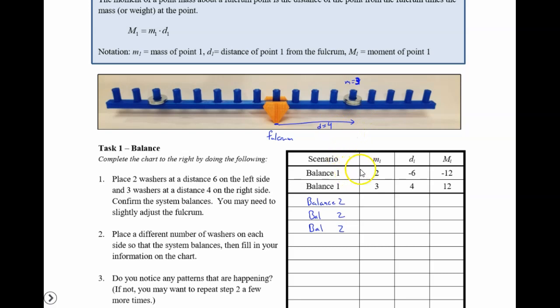So go ahead and pause the video, see if you can come up with a few of those, and then answer question 3. Do you notice any patterns that might be happening?